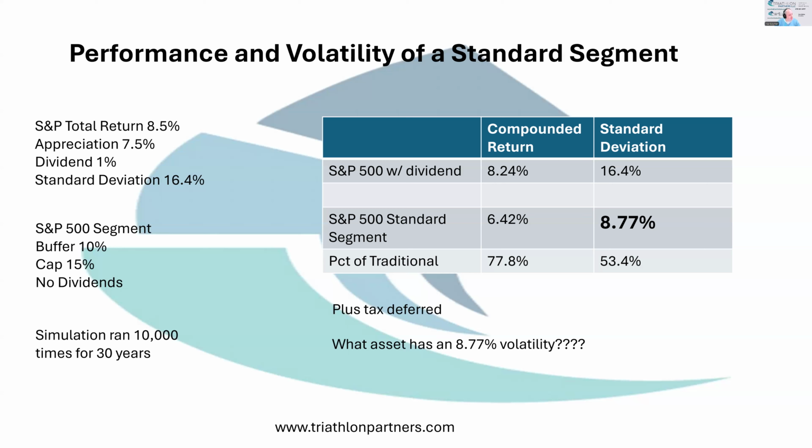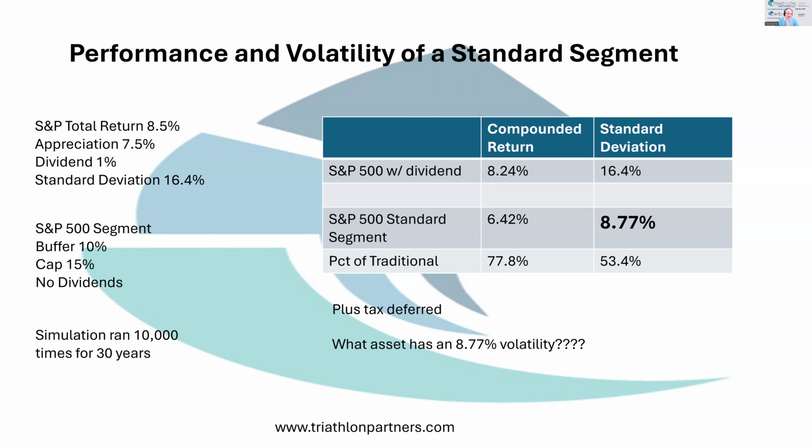All right, so we look at this, and also keep in mind, the standard segment is a tax-deferred product. The S&P 500 with dividends, you might not actually have in a tax-deferred product, but you can move it to one. So that's something to keep in mind when we're looking at this analysis. So when we look at this, we see that you're only earning about 78% of the S&P 500 with the dividend, but your standard deviation is almost half.